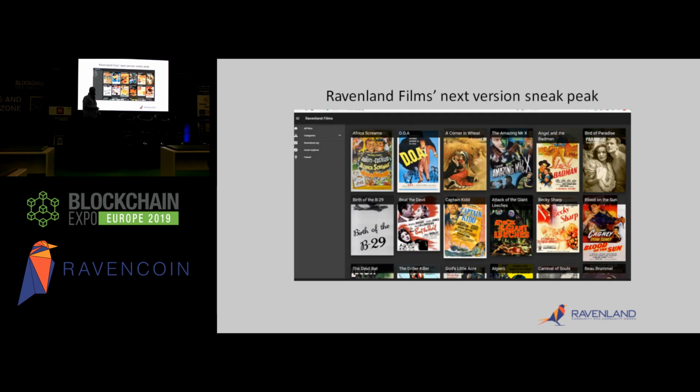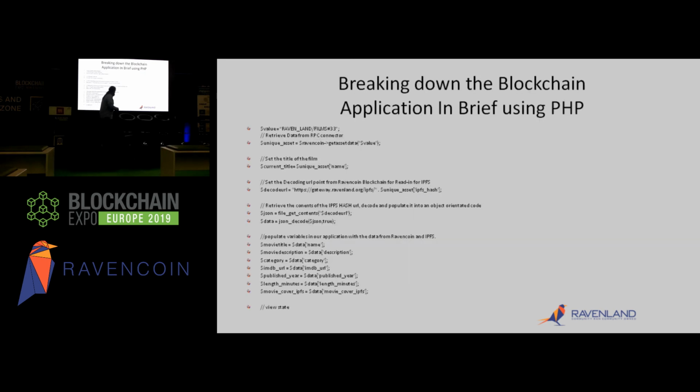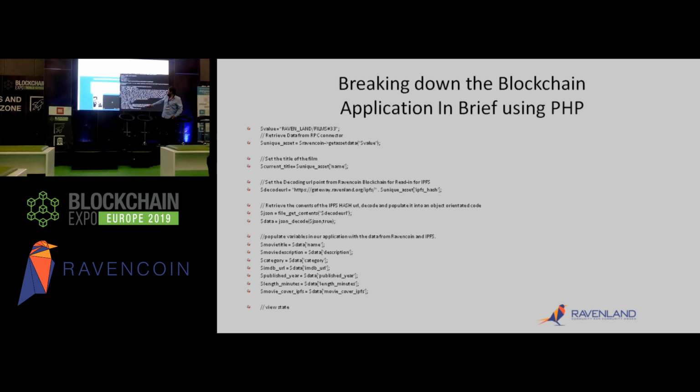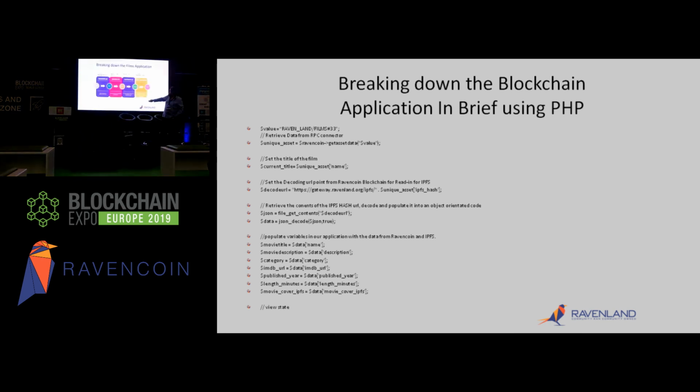This is hopefully what our next revision of the software will look like. It does look a lot like Plex. That's not intentional. So here's actually a technical breakdown for anyone who's interested. That's how you would do this kind of thing in PHP. So you'd define the unique asset in PHP that you want to retrieve, and then you would define the title based on that unique asset, and then you would decode the URL for the IPFS hash that was contained within it.